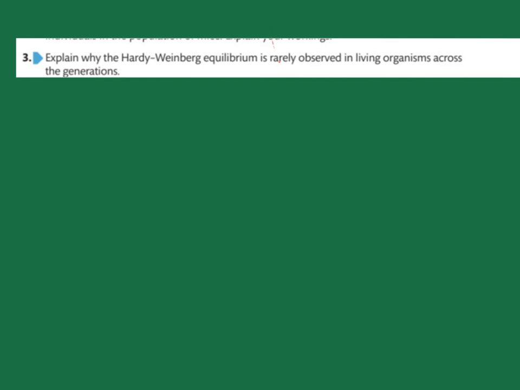Question 3. Explain why Hardy-Weinberg equilibrium is rarely observed in living organisms across the generations. It means why it's not applicable, why the equilibrium is disturbed all the time.